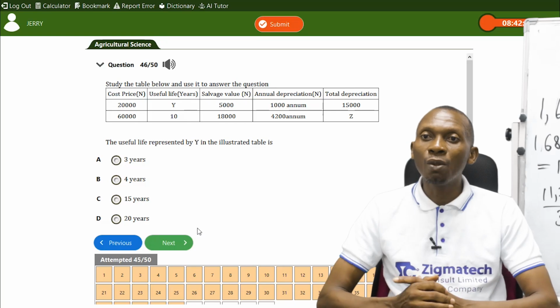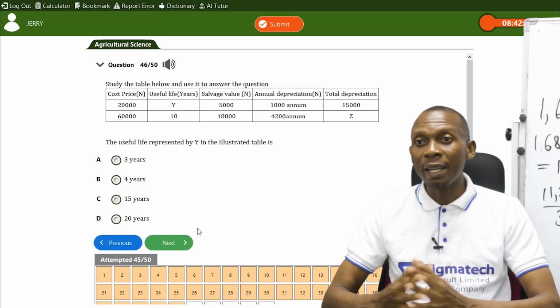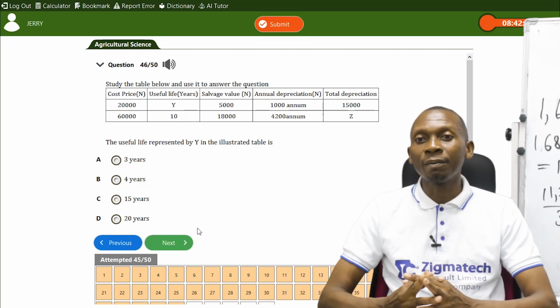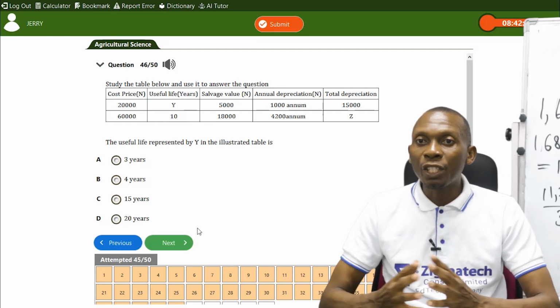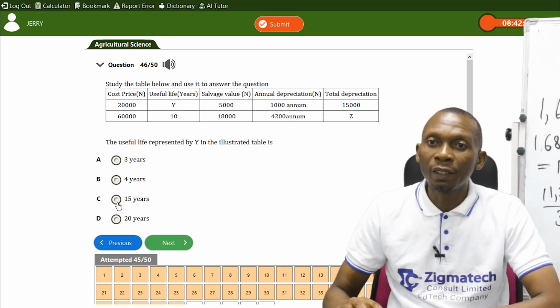So from there, we know that since the annual depreciation is 1,000, annual means 1 year, total depreciation is 15,000. That gives us a clue that it's 15 years that this machine was used. So the useful life for this machine is 15 years.